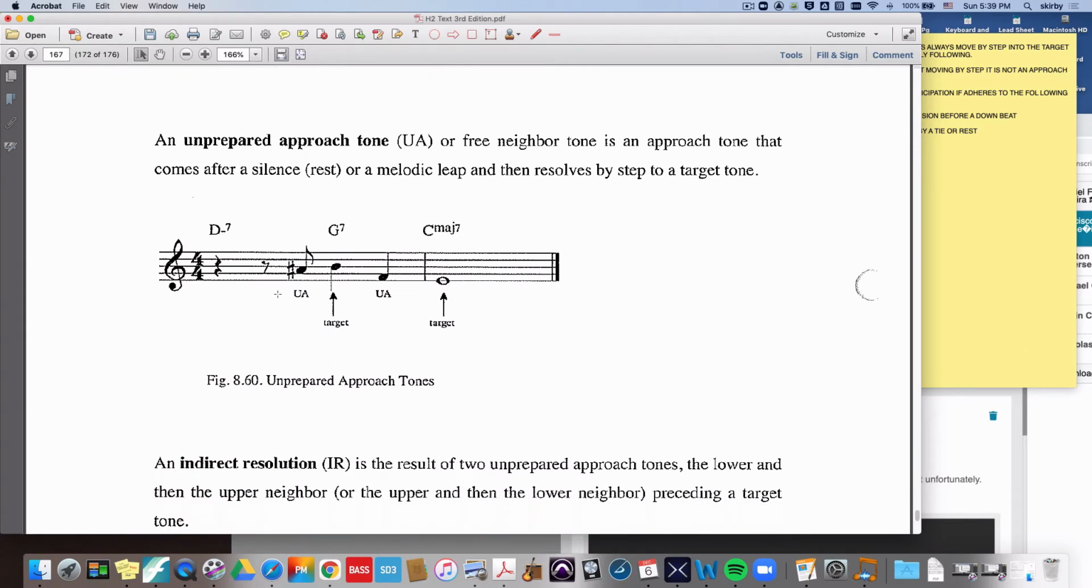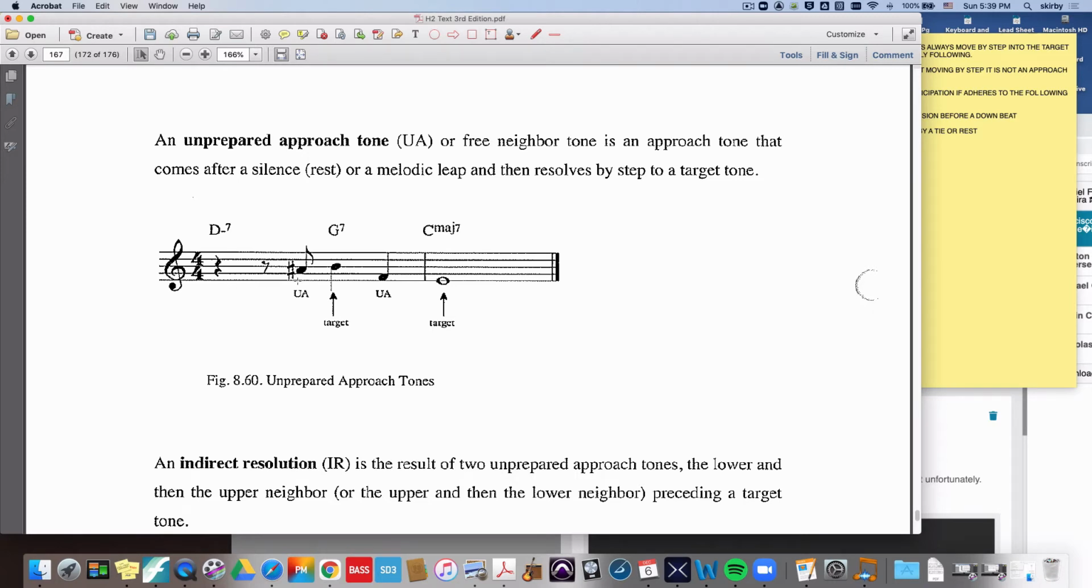The next thing is an unprepared approach. That's when the approach note is preceded by either a rest or a leap. Now notice the approach still does go in by step to its target. That's part of the definition of an approach note. It must resolve by step into its target. Otherwise, it's not an approach note.